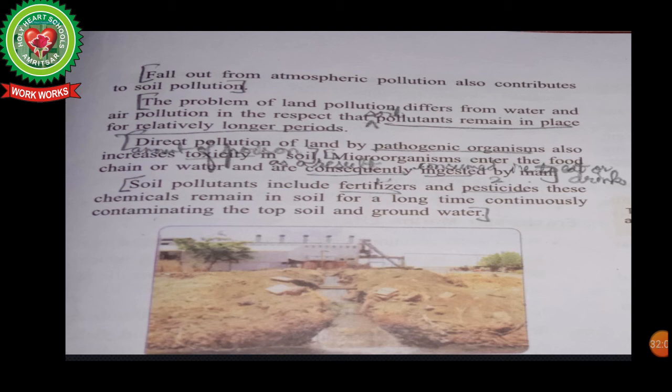Microorganisms enter the food chain or water and are consequently ingested, that is consumed, by them, acting as toxic drinks. Soil pollutants include fertilizers and pesticides. These chemicals remain in soil for a long time, continuously contaminating the topsoil and groundwater.